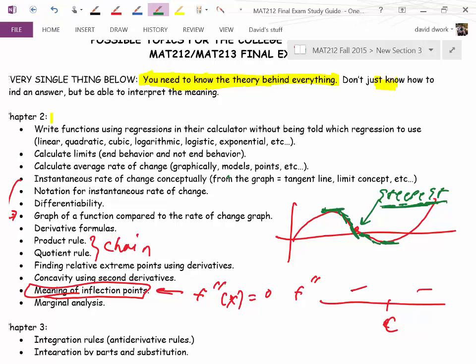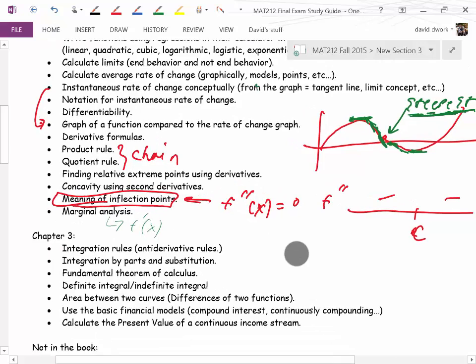Okay, and then finally, marginal analysis, right? Remember marginal analysis, that was a simple concept of just meaning cost to produce the next item. There we go. That, I think, fixed my pen. And how do you find marginal analysis? Well, that's the same thing as just finding the derivative. It's code word for derivative. All right, that was chapter 2.